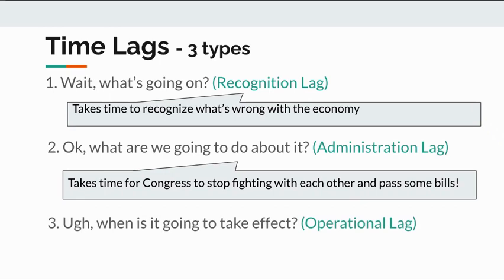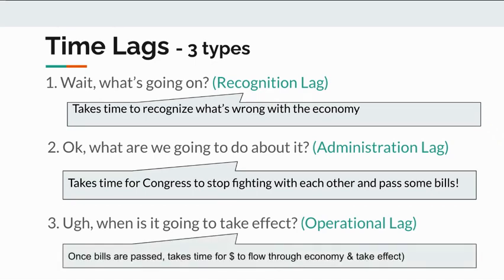The third time lag is called operational lag, where you're like, oh my God, we passed this bill. Why is it not taking effect? Well, once bills are passed, it takes time for it to have an impact. It takes time for money to flow through the economy and take effect.